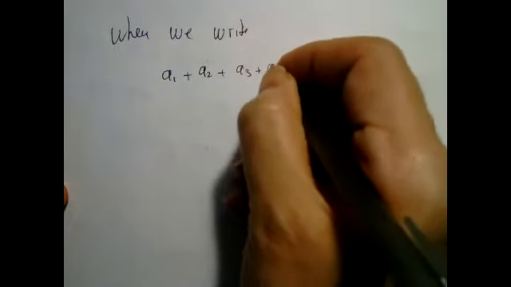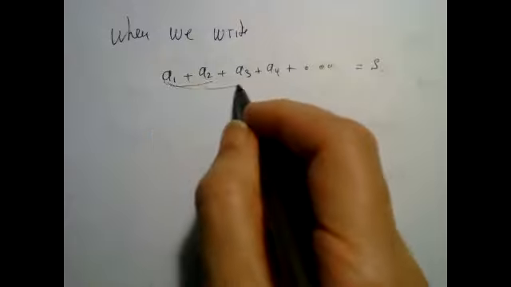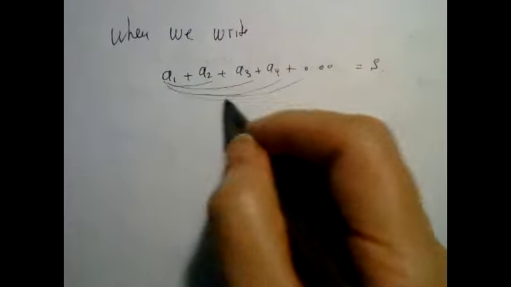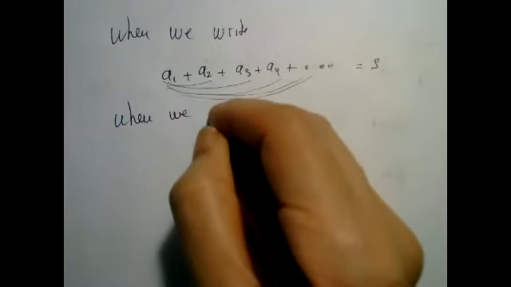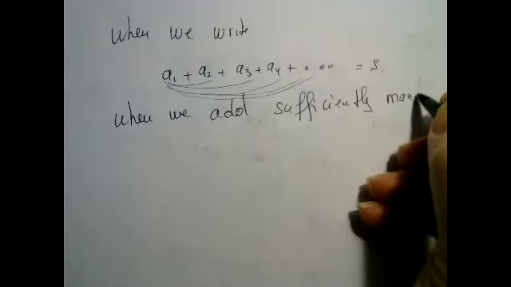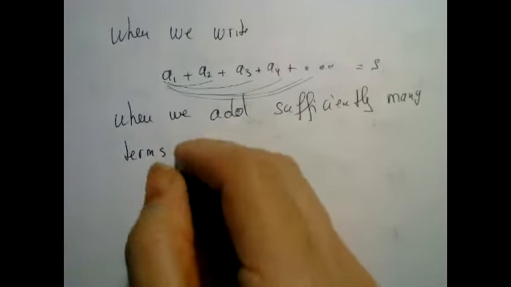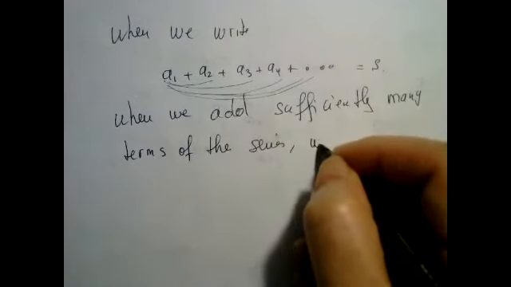So when we write something like A1 plus A2 plus A3 plus A4 is equal to S, what we actually mean is that by adding sufficiently many terms, our sum is going to become closer and closer to S. So when we write something like this, it means when we add sufficiently many terms of the series, we get close to S.